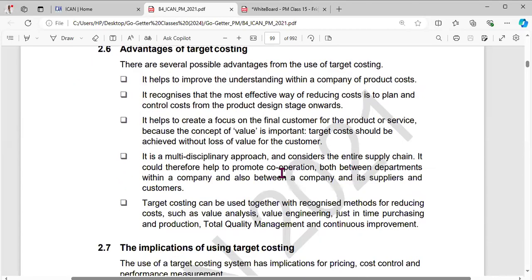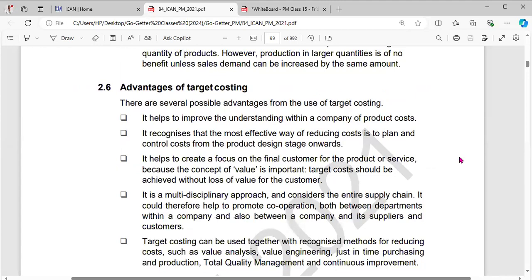Advantages of target costing. It helps to improve the understanding within a company of product cost. Because we are using target costing, the organization tends to understand the cost the company is incurring, and they see that, wow, this is the cost we are going to be incurring. They have a more in-depth knowledge of the kind of costs involved.